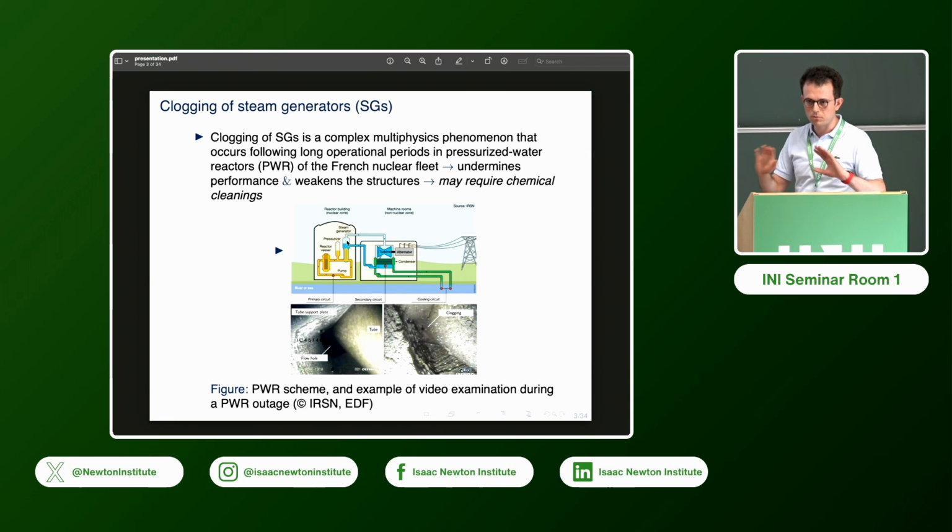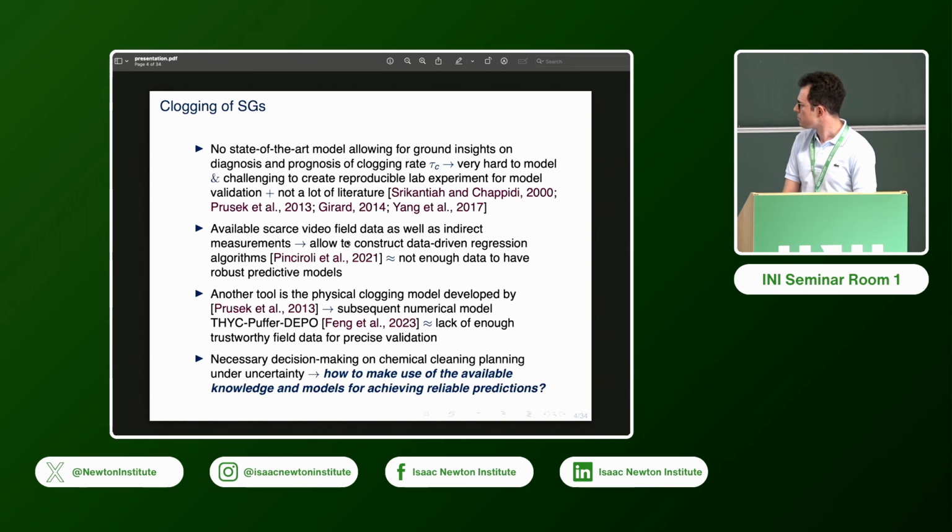It is not a nuclear threat, so don't be afraid. But it undermines performance and can weaken the structures. We wouldn't like to replace the components. So requiring chemical cleanings means maintenance planning. And so how do we do maintenance planning?